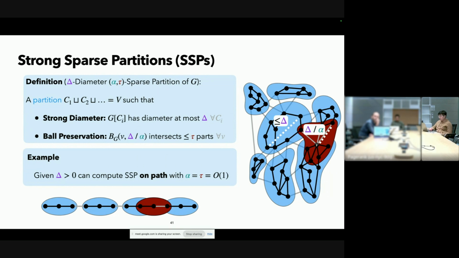Okay, so there's a general trend in low diameter vertex partitions like this, where if you think about a path, you can get constant parameters, and then when you go to general graphs, you pick up a log n. And that's actually true for these strong sparse partitions. Namely, if I give you any delta, then I can compute a strong sparse partition with alpha and tau of log n. So now, if I take any of my delta balls, shrink them down by a log n, then they'll intersect at most log n of the original parts.